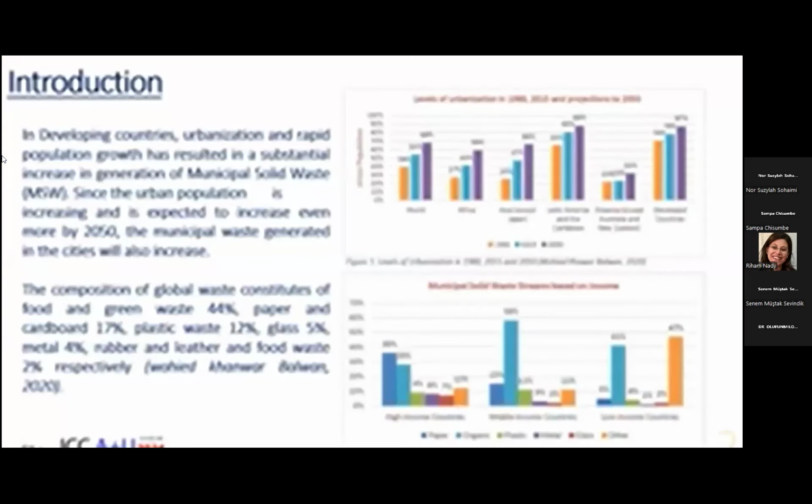In developing countries, urbanization and rapid population growth have resulted in a substantial increase in the generation of municipal solid waste. Since the urban population is increasing and is expected to increase even more by 2050, the municipal waste generated in the cities will also increase. It is very important to compost our organic waste on our sites, as food and greens constitute 44% of the composition of global waste.